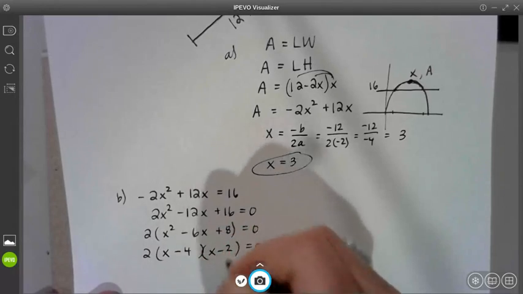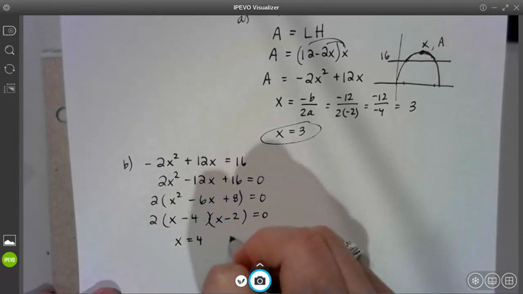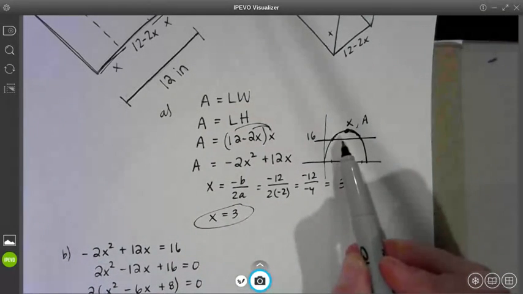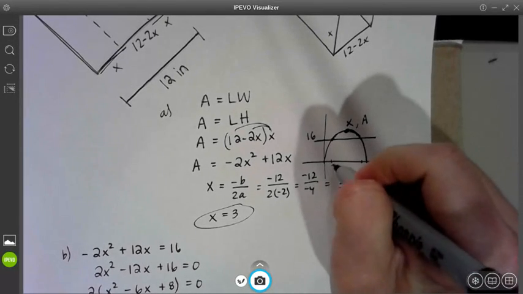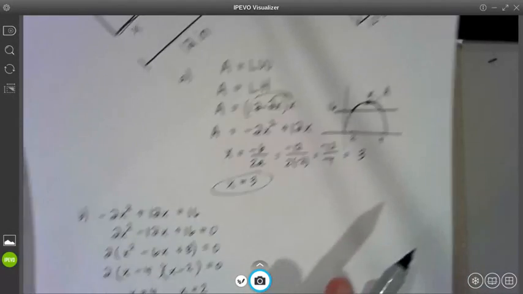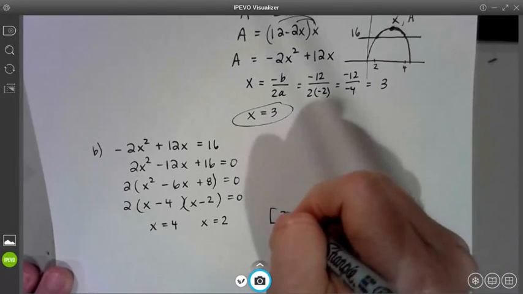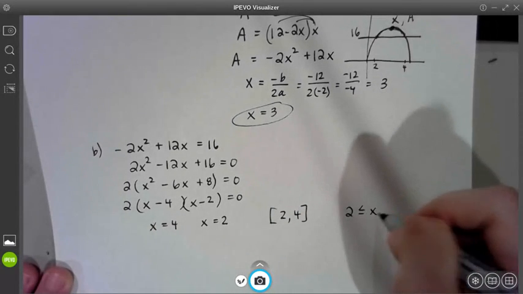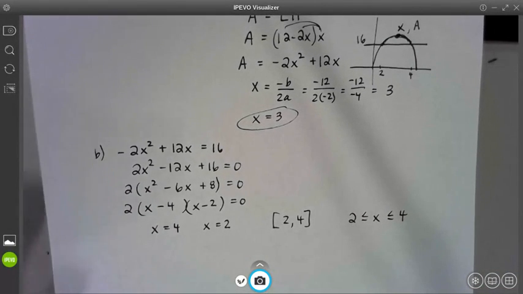Minus 4 minus 2. Little zero product property, set your factors equal to 0, and you find out that when x is 4, a depth of 4, and when x is 2, they create a cross-sectional area that is 16 square inches of water flow. So then anything in between an x value of 2 and 4 will make a cross-sectional area greater than 16. So we need our x to be in between 2 and 4, including 2 and 4. So as an interval, x could be a number in between 2 and 4. And then as an inequality, it would look like that. Okay? All right, perfect. All right, one more problem.